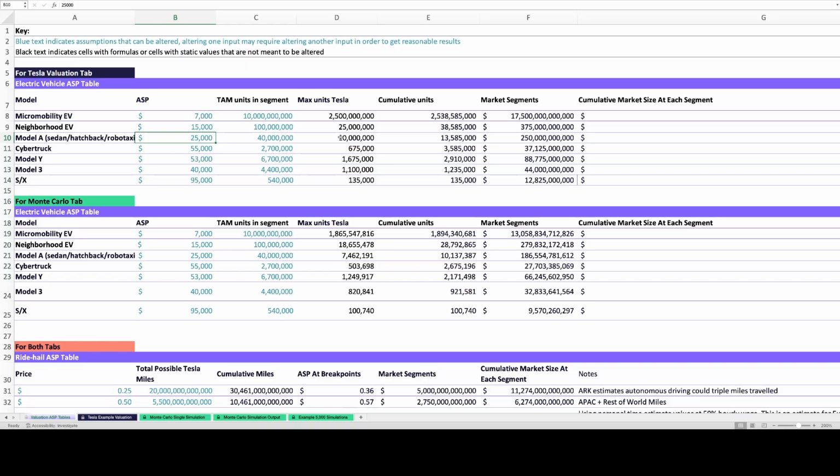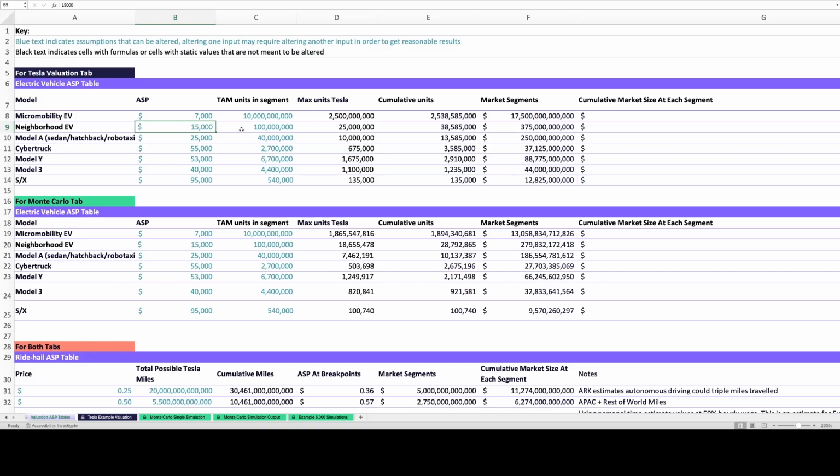And here's where things get a little bit wild. Ark Invest have a next-gen vehicle, they're calling it a neighborhood EV, at an ASP of $15,000. For context, I have a next-gen vehicle with a base price of $18,000 and an ASP of about $20,000. It's a little bit more expensive. Obviously, it's going to be a smaller market.